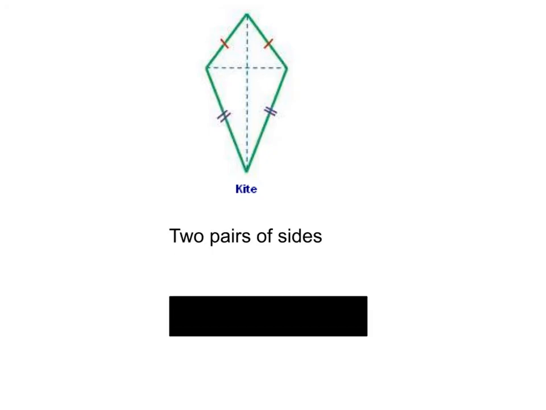Our last diagram is what's called a kite. I have one bit of information for you on this one, and that is two pairs of sides are equal. So you can see by the identification that these are equal to each other for the sides.